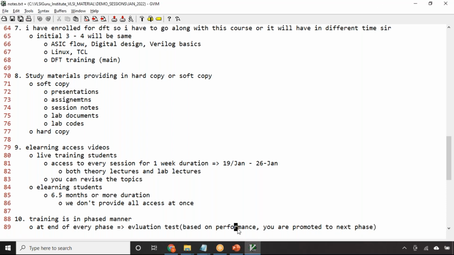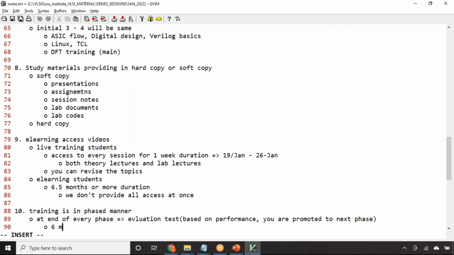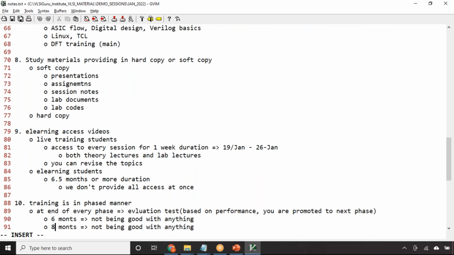It is good actually. See, doing a 6 months training and not being good with anything, this is one possibility. Doing 8 months, 8.5 or 9 months training, and being good with many things. Which one will you prefer? Spend 6 months, not being good with anything, without much deep knowledge. Or instead of 6 months, you did 9 months of training and you are good with multiple things. Which would you prefer, the first option or the second option?